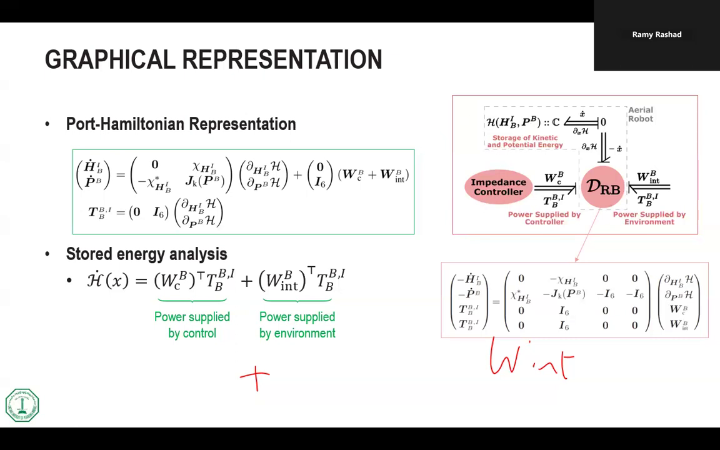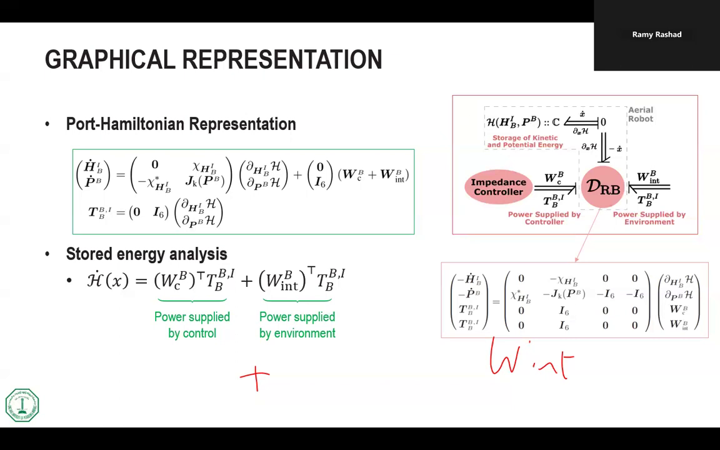If you can show that everything on this side is passive with respect to this port, this means that if the environment is also passive, in other words, if I interact with this controller and my original system with this passive environment, I have guaranteed contact stability. This is a new term. Contact stability is not stability just for a system that's not interacting.